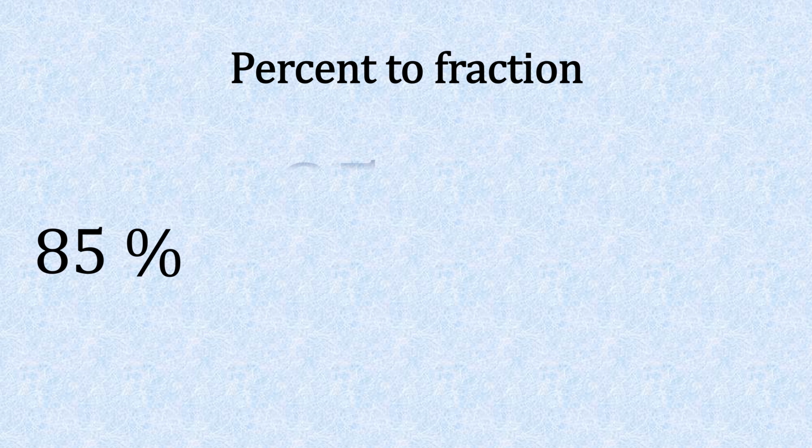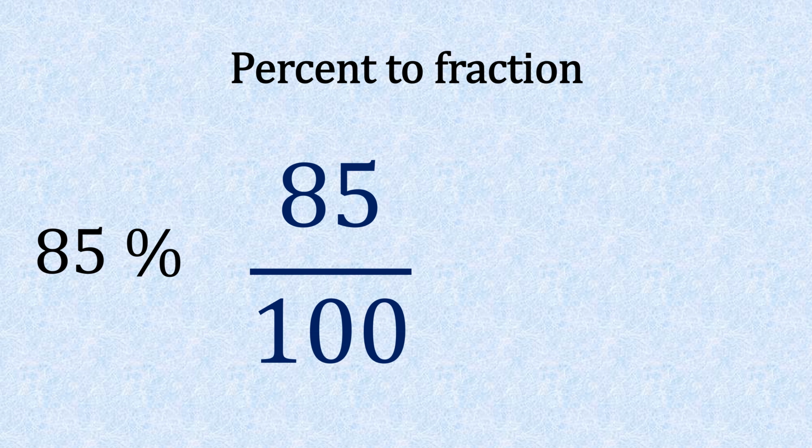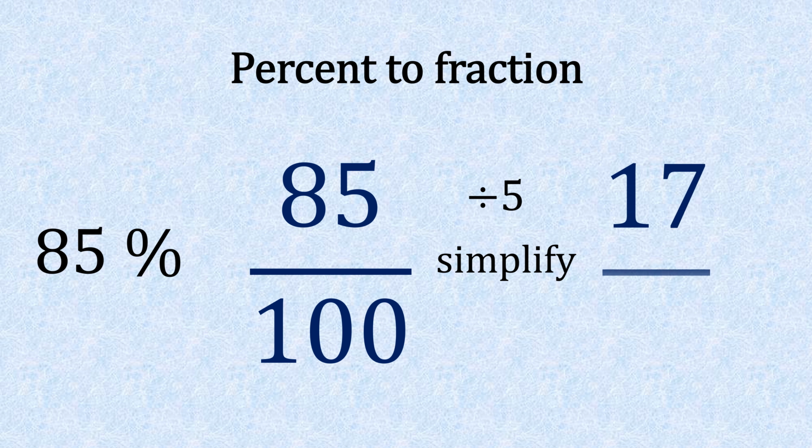85%, then what we do is write 85 on the top and 100 on the bottom. So we're going to simplify that, and I think I'd start with 5. So 5 into 85 goes 17 times, and into 100 we know it goes 20. We can't get it any smaller than that.